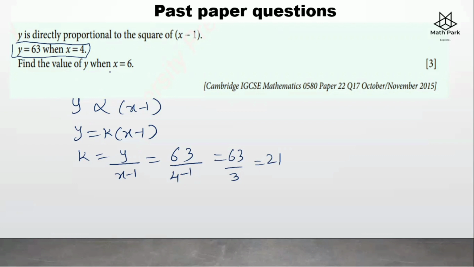Now find the value of y when x is equal to 6. So let us use this equation. So y is equal to k, which is 21, in bracket, x is 6. So 6 minus 1, which is 21 times 5, and that is 105.